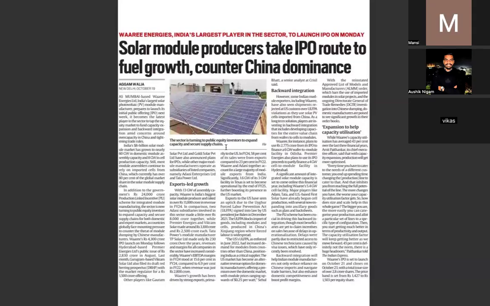So solar module producers take the IPO route to fuel growth and counter China's dominance. The IPO route is an initial public offering, through which they will be able to raise an adequate amount of finance and the capital that they require for manufacturing these solar modules domestically and indigenously. So the sector is turning to public equity investors to expand their capacity and secure their supply chains.